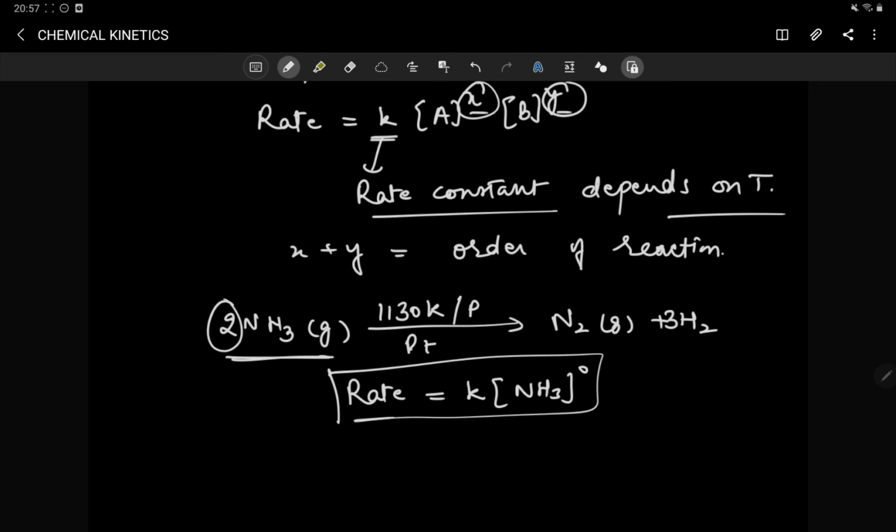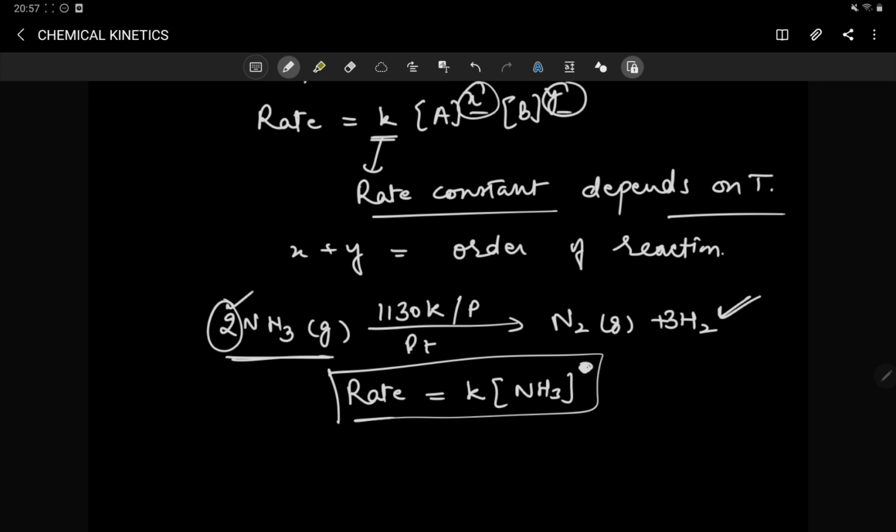So here you can see the stoichiometric coefficient in the balanced chemical equation is 2, but the exponent of the concentration of the reactant is 0. So the two are not the same. What I am trying to tell you here is that simply by observing a balanced chemical equation, we cannot determine the actual coefficient, or you cannot determine the order of reaction.